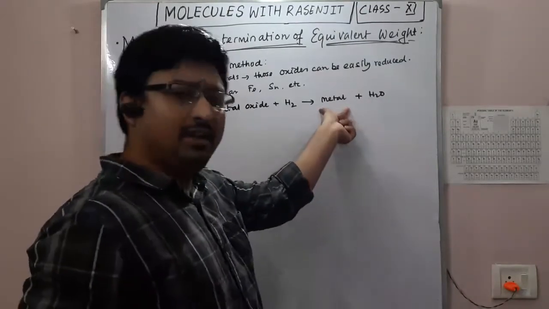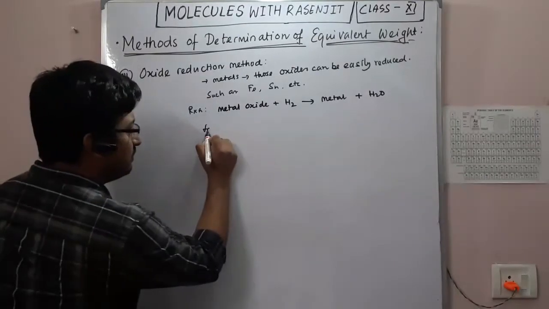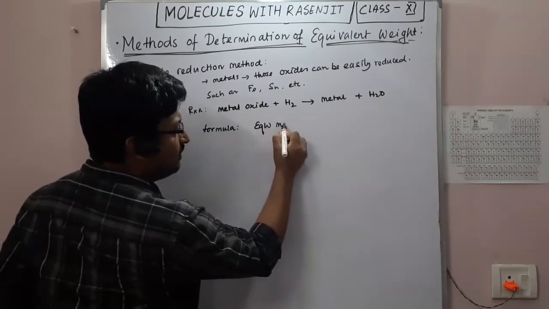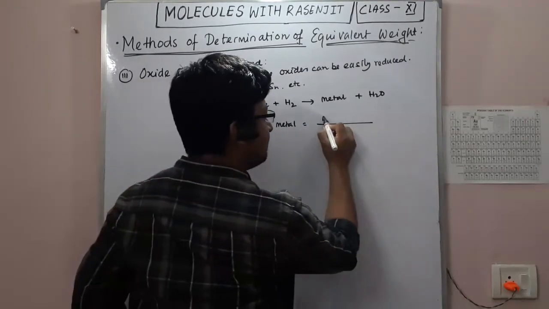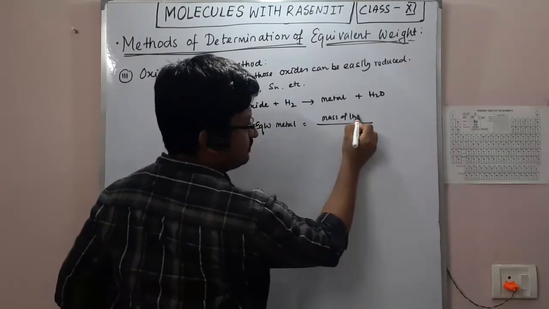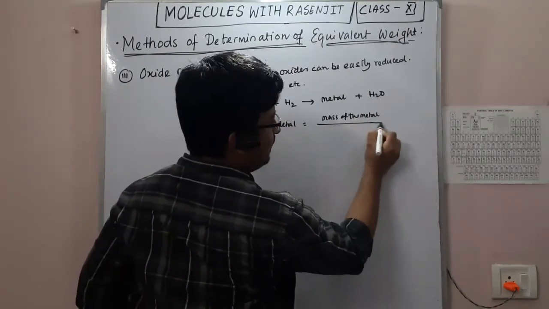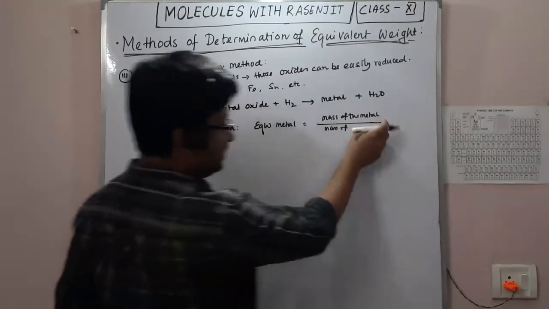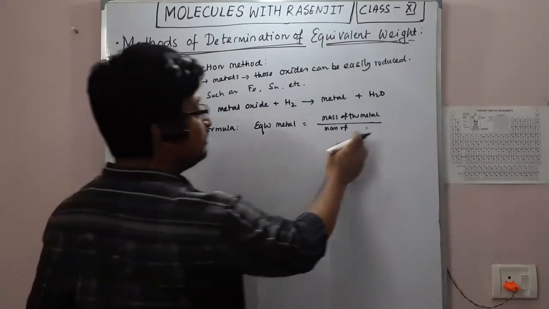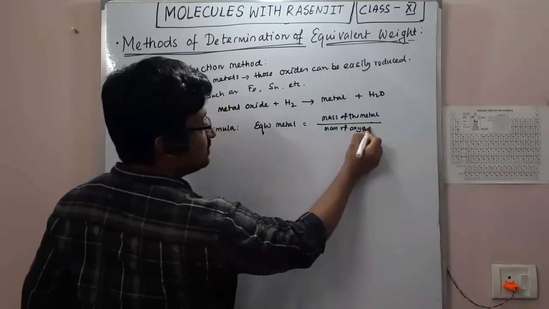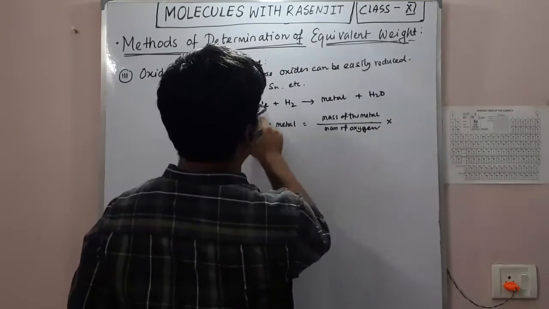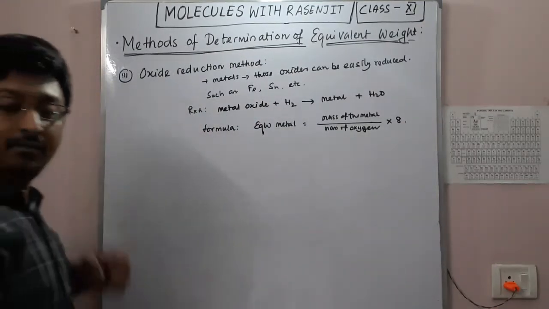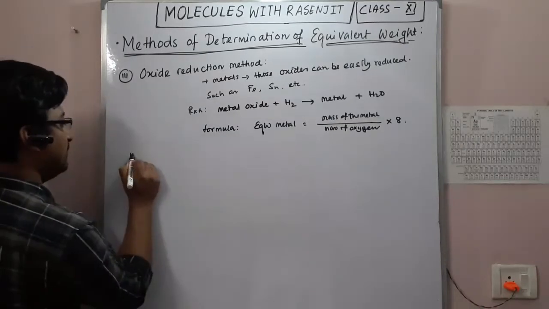So I want to determine this metal's equivalent weight. What will be the formula? Just the same as before. The equivalent weight of the metal is the mass of the metal obtained, divided by the mass of oxygen that combined to make this oxide, multiplied by 8.